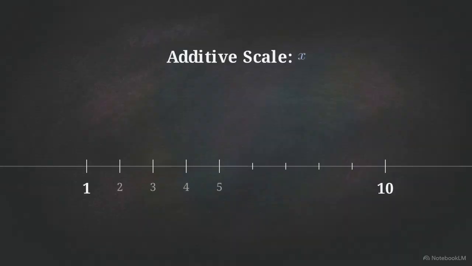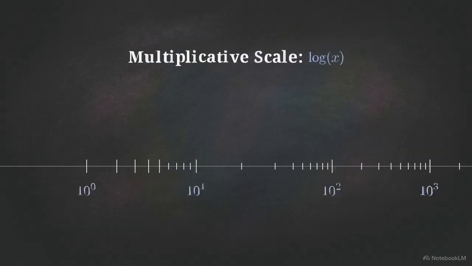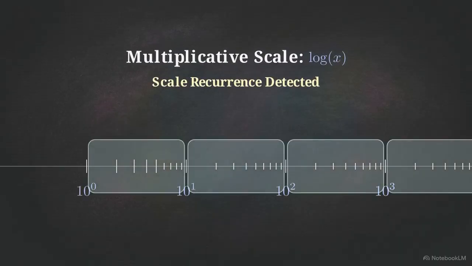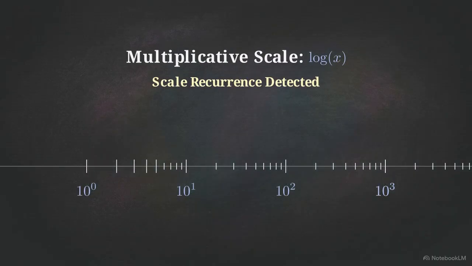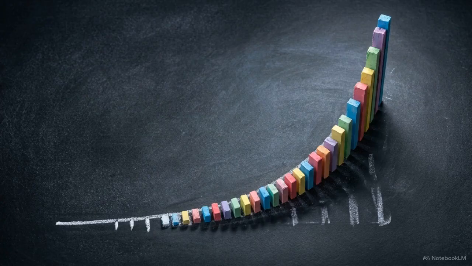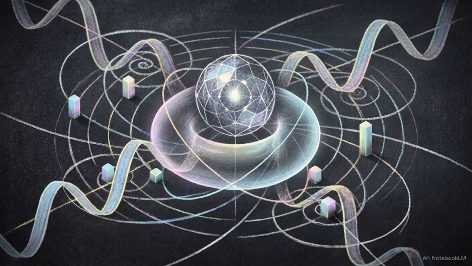Finding that order requires moving away from the standard, additive number line and onto a multiplicative scale. On a logarithmic scale, we search for patterns that repeat every time the scale is multiplied. Here, distance is a measure of exponential growth and orders of magnitude, rather than simple counting. This creates a new map of prime distribution across multiplicative space.